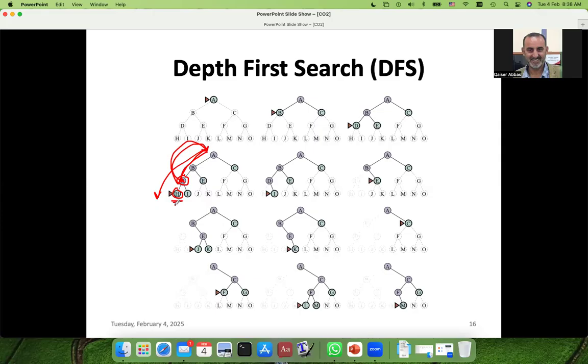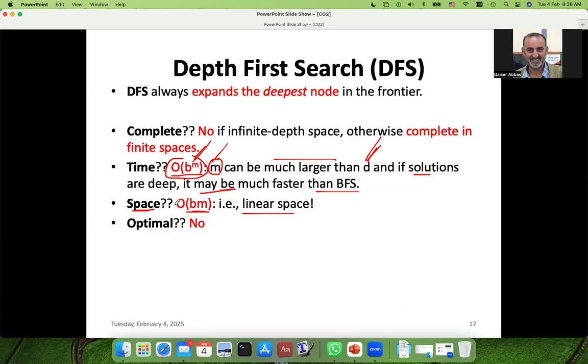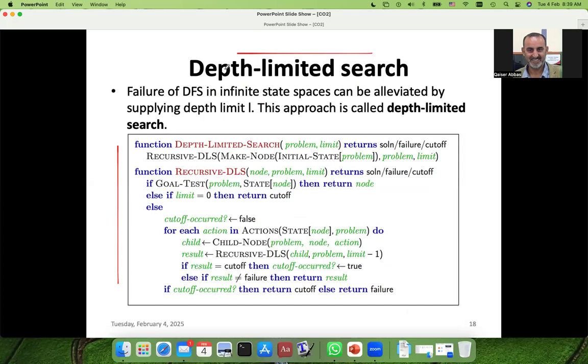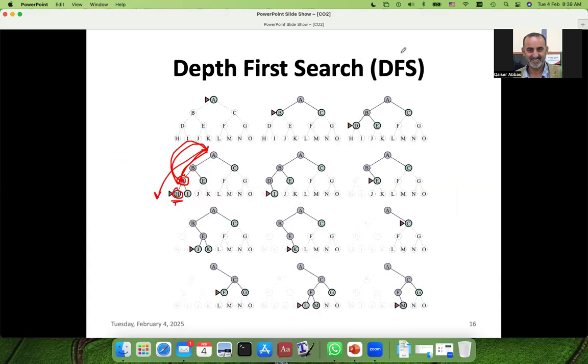This was also a problem in BFS when we were studying that, if there is an infinity. So then how can we remove it? One idea is DLS, depth limited search. One idea is to fix the depth.